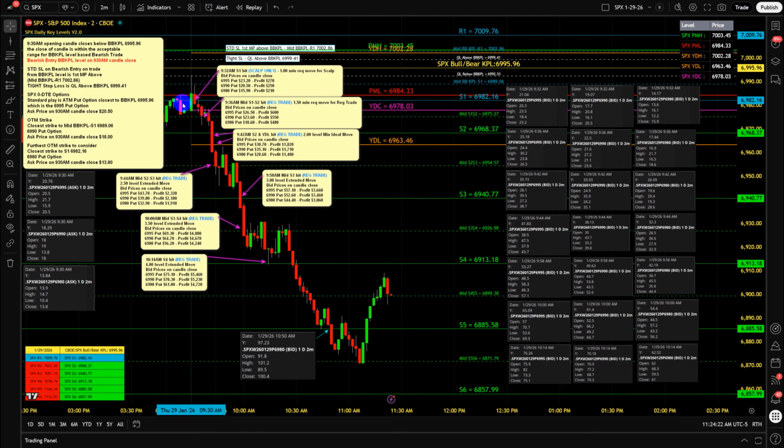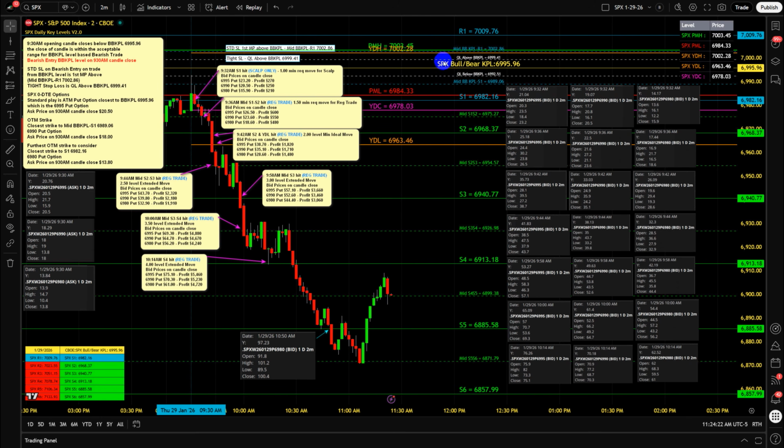Okay, so we have the bearish trade entry here. Now, what about our stop losses? The stop losses are based on the level that you're taking the trade on and the type of trade. So in this case, we're taking the trade off of the SPX Bull Bear KPL level. So our stop losses are going to be the QL level above or the midpoint level above the Bull Bear KPL. The standard stop loss is the first midpoint above the level that you're taking the trade from if it happens to be a bearish trade.